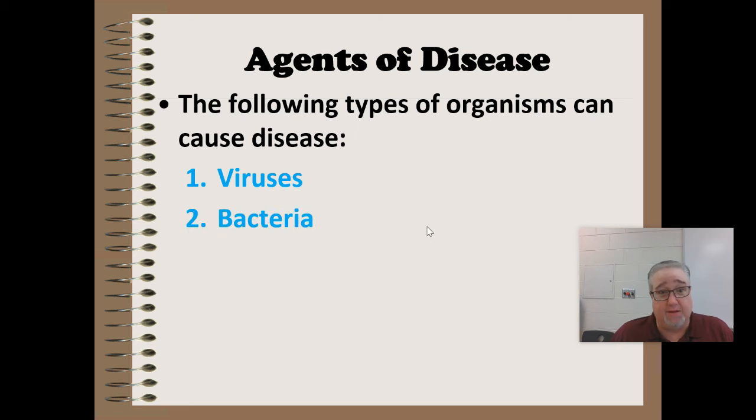Bacterial diseases, one that comes to mind is strep throat, right? Strep throat is actually caused by a bacteria. So you get strep throat, you've got a bacteria living in your throat that causes disease. Protists, there's a whole kingdom of organisms, right? Some protists cause disease. One of the most notorious ones is called malaria. Malaria is a disease that you get in the tropics.